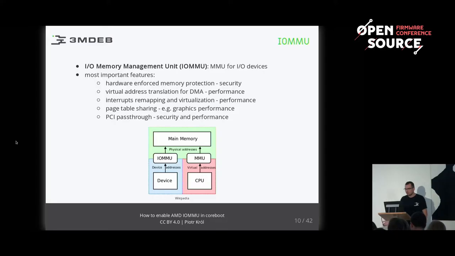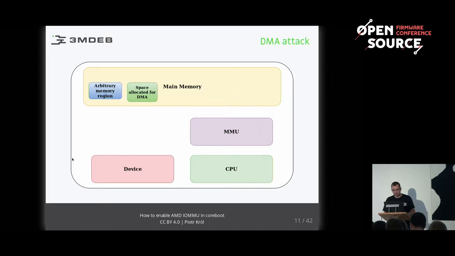And finally, we have PCI pass-through, which was most interesting for me so far, which is the ability to configure hardware in a way that one VM has complete control over this hardware. So it's not even visible from the operating system then, if we configure that correctly.